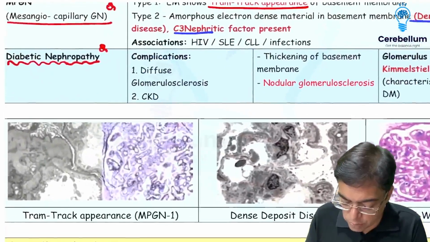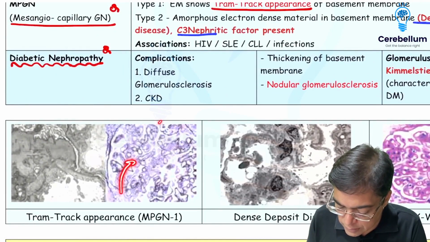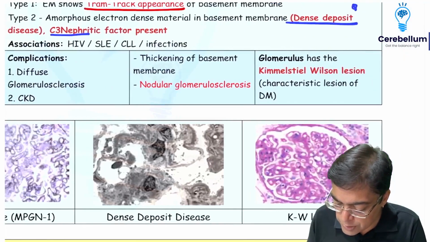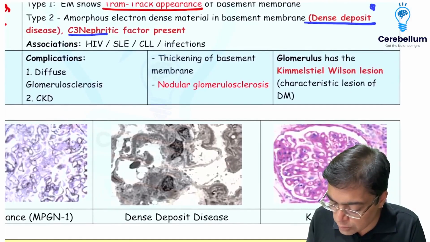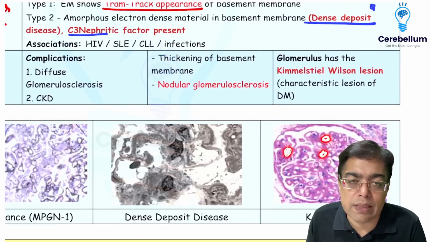Having a look at the important images. So this is the example of the tram track appearance that has been discussed with respect to MPGN, that is associated with immune complex deposition. Patients have the presence of nodular deposition in context of diabetic nephropathy, and that's what is being given the name of the Kimmelstiel-Wilson lesion.